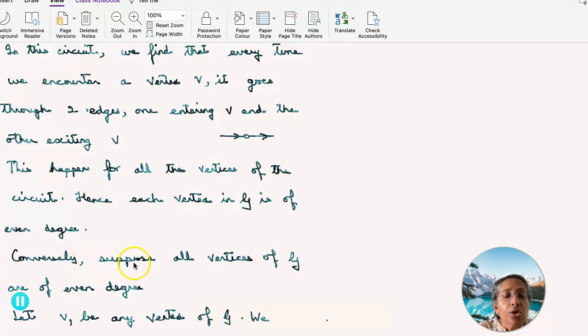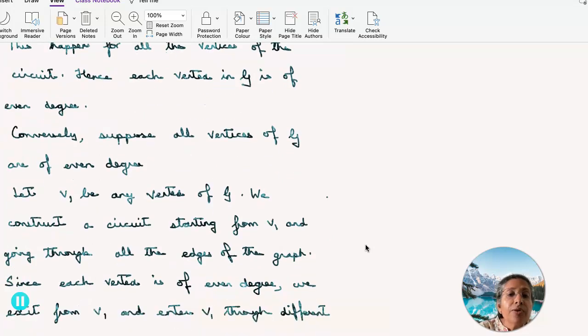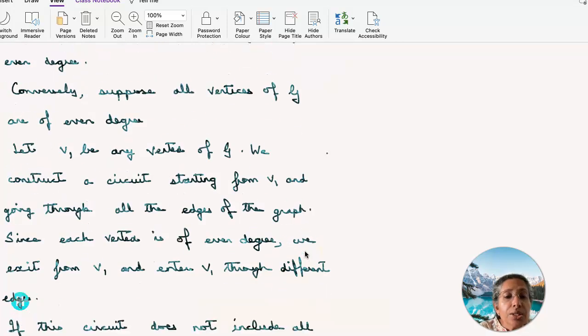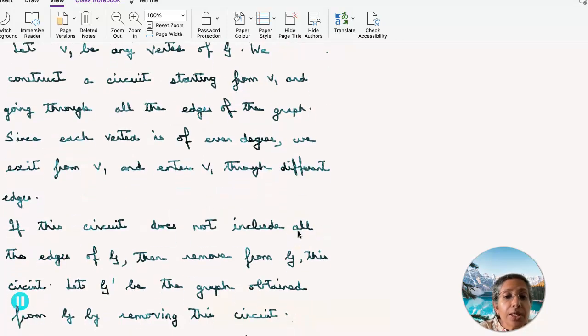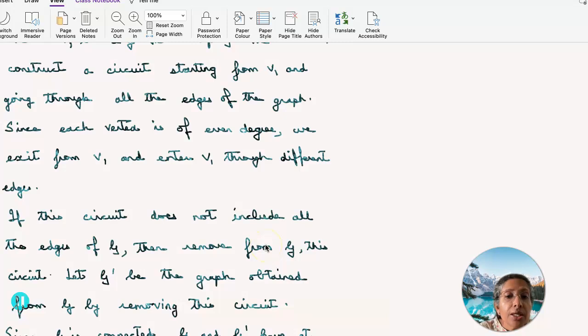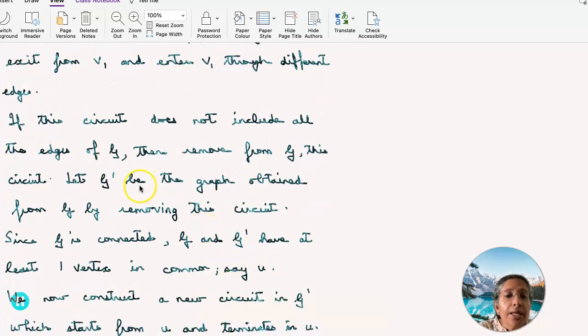So we have proved one part of the proof, that is, in an Eulerian graph, all the vertices are of even degree. Conversely, supposing all vertices of G are of even degree, let V1 be any vertex of G. We have to prove that G is Eulerian. So we construct a circuit starting from V1 and going through the edges of the graph. Since each vertex is of even degree, we exit from V1 and enter V1 through different edges. Now if this circuit does not include all the edges of G, then remove this circuit from G and let G' be the graph obtained from G by removing the circuit.